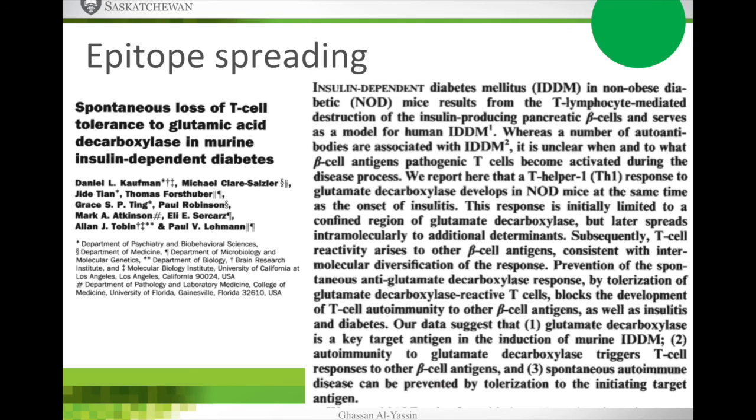Here is an actual experiment demonstrating epitope spreading in mice that are susceptible to developing autoimmune diabetes. I don't expect you to know this, but if you're interested, give it a read.